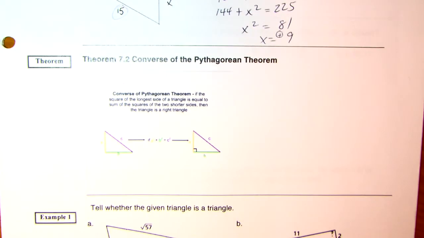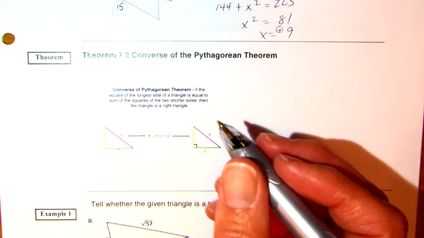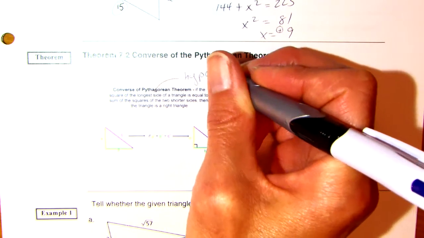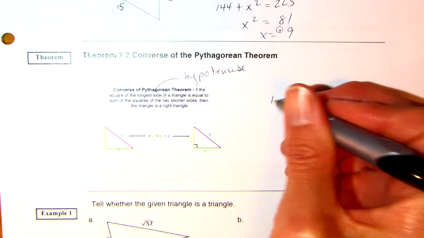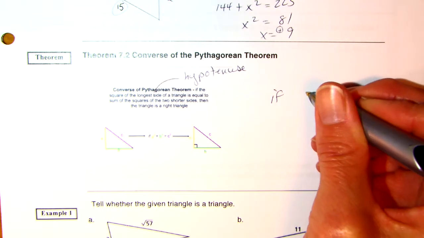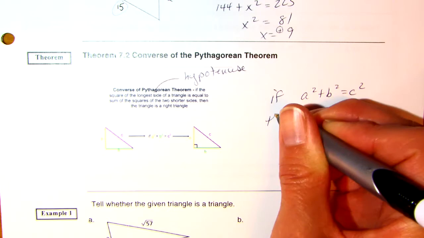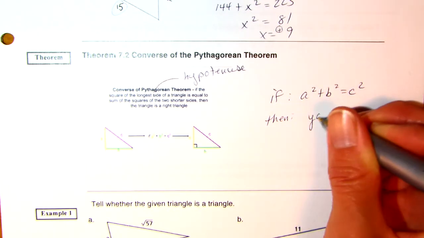And here we go, the converse. This is kind of tiny. Can you see it? If the square of the longest side of a triangle is equal to the sum of the squares of the two shorter sides, so your longer side, that's your hypotenuse, is equal to the sum of the squares of the two shorter sides, then you have a right triangle. So now we're starting with if a squared plus b squared is equal to c squared, then you have a right triangle.